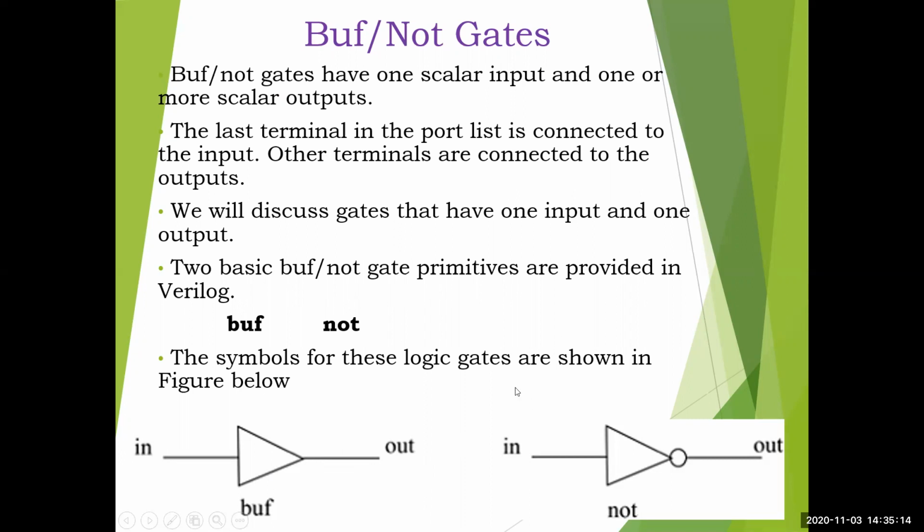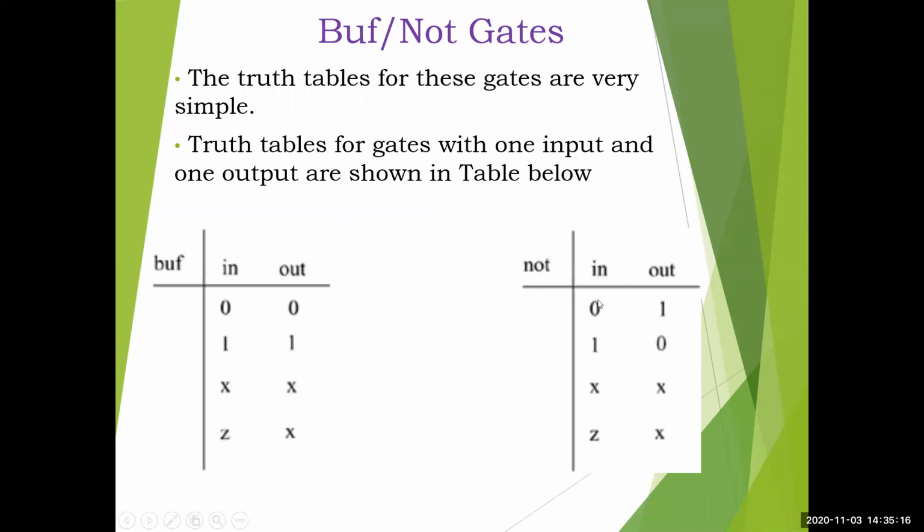Similarly, the truth tables for these gates are very simple. The truth tables for gates with one input and one output are shown here, and can be extended to more outputs also. The input can be 0, 1, x or z. These are the four values a Verilog variable will take. In the case of the buffer, if 0 is there, 0 will come; 1 is there, 1 will come; x is there, x will come; z is there, x will come, not z. This is one difference. This is the pattern of the output.